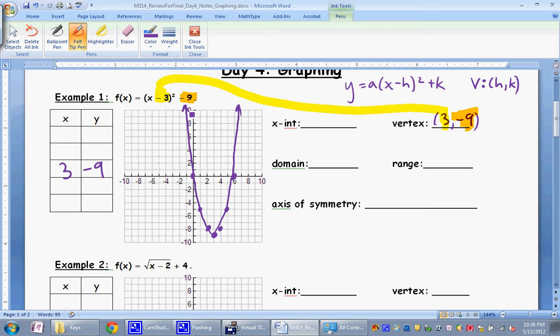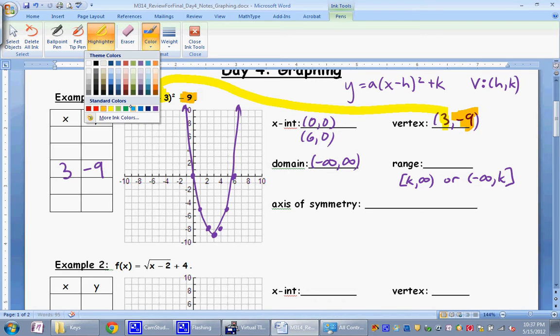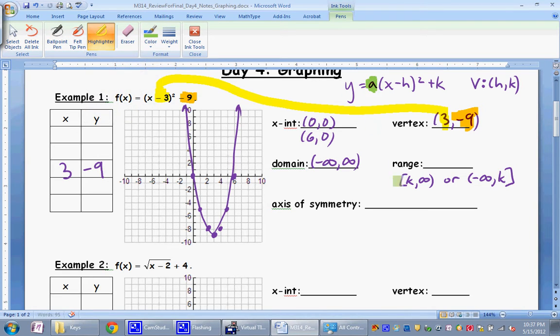Now you can see your x-intercepts are at the points 0 comma 0 and 6 comma 0, so you can throw that onto your graph. Your domain for all parabolas out there, all horizontal or all vertical parabolas, is from negative infinity to infinity. Your range is either from k to infinity or from negative infinity to k, the k value that you have in your equation. And really what it depends on is whether your a value is positive or negative. This a value at the beginning, if it's positive, then it's going to be k to infinity. If it's negative, it's going to be negative infinity to k.